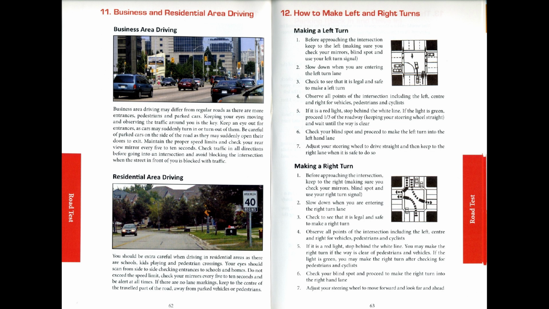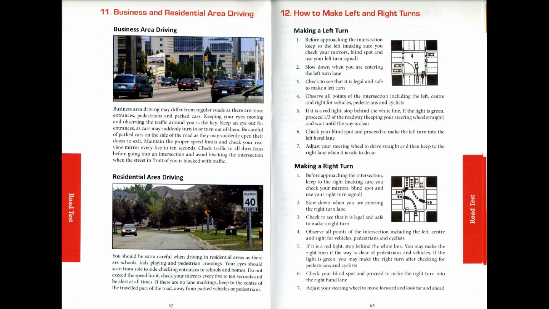Making a left turn. Before approaching the intersection, keep to the left, making sure you check your mirrors, blind spot, and use your left turn signal. Slow down when you are entering the left turn lane. Check to see that it is legal and safe to make a left turn. Observe all points of the intersection including the left, center, and right for vehicles, pedestrians, and cyclists.